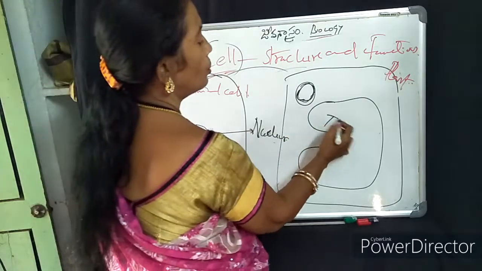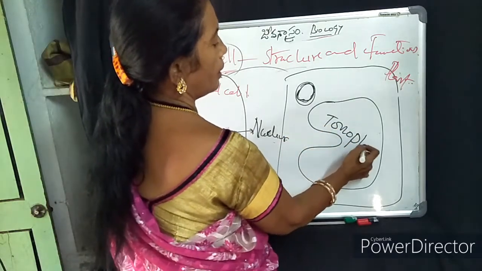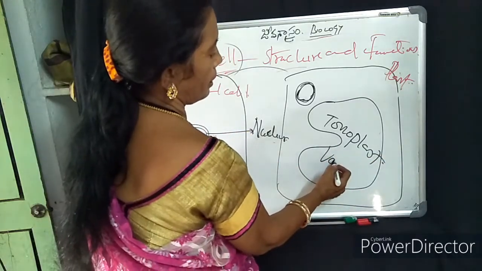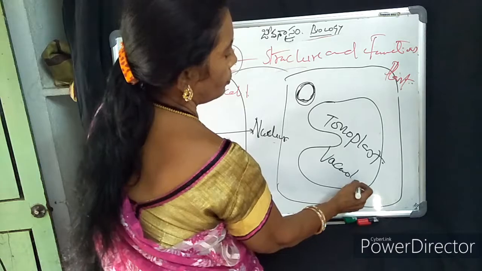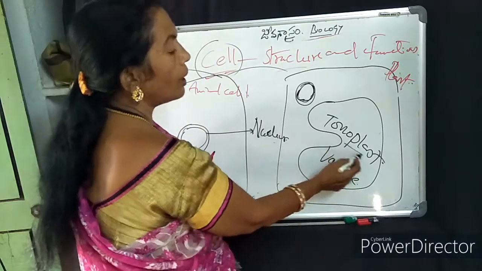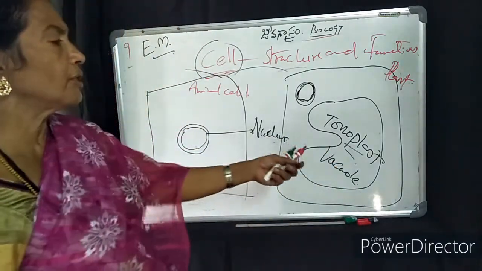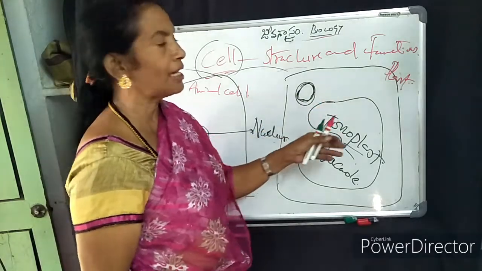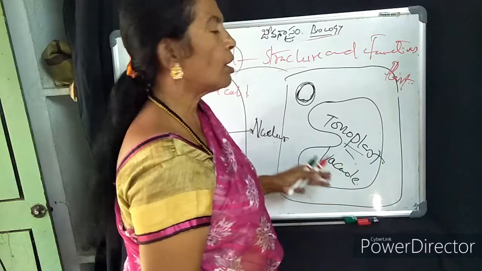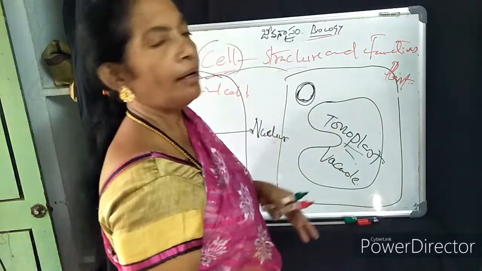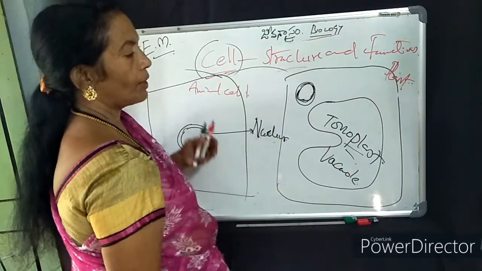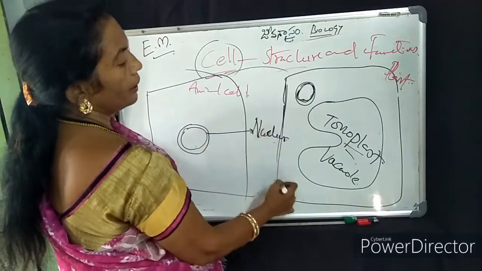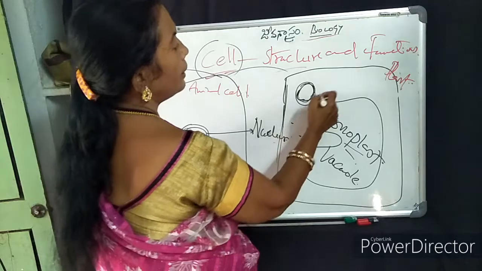Because of this tonoplast. It is called vacuole also. This is the vacuole, which is also called tonoplast. Because of the tonoplast, the nucleus of the plant cell will be pushed to somewhere in the cell itself.